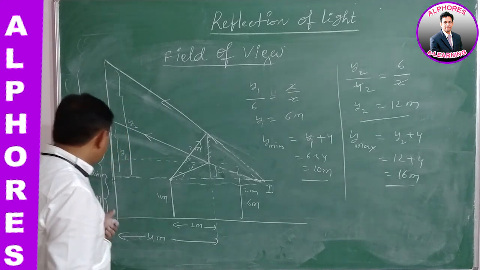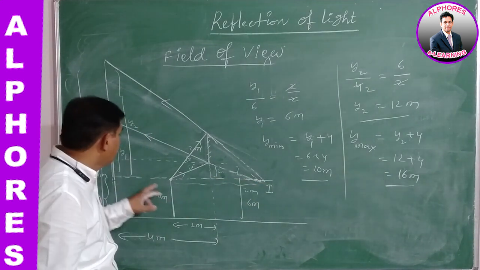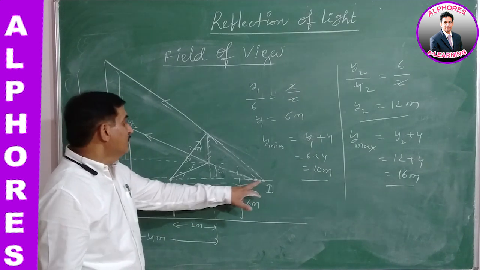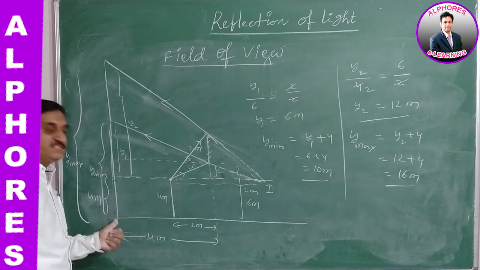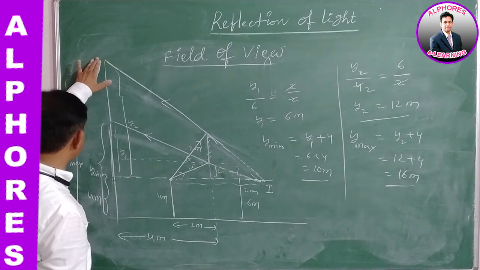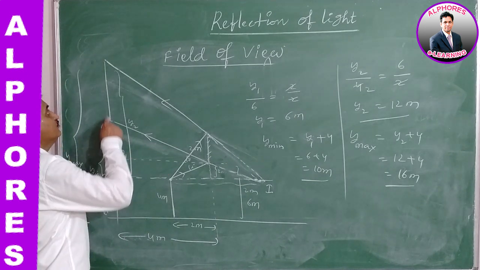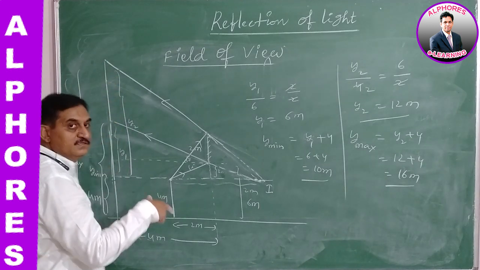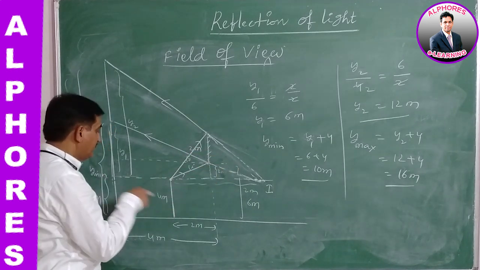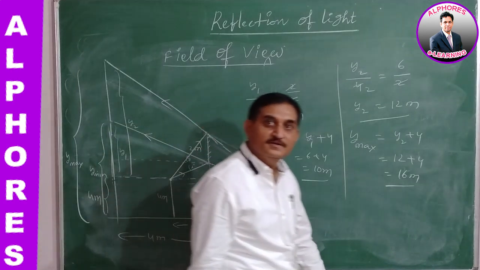So this person, standing at a distance of 4 meters, can see the image on the same horizontal level which passes through the top of the pole. Up to a maximum height of 16 meters, and a minimum height of 10 meters. So from 10 to 16 meters you can see the image of the top of the pole in the plane mirror on the same horizontal line. This is also a very important question. Okay.